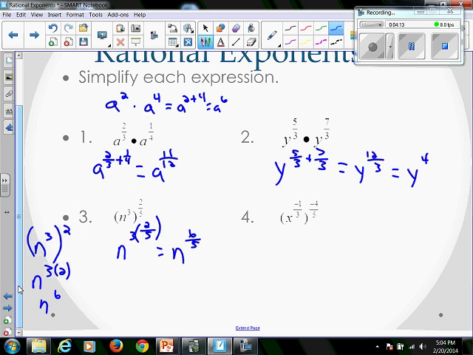All right, number 4, we have negative exponents. Does that matter? We're still going to multiply. So negative 1/3 times negative 4/5, and we get positive 4/15. And again, check using your calculator.